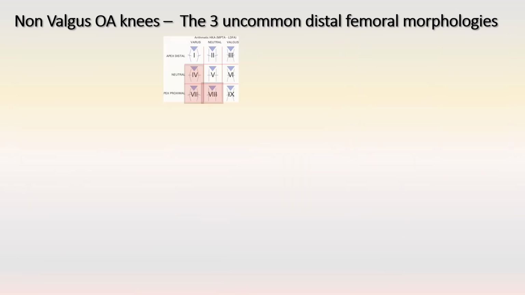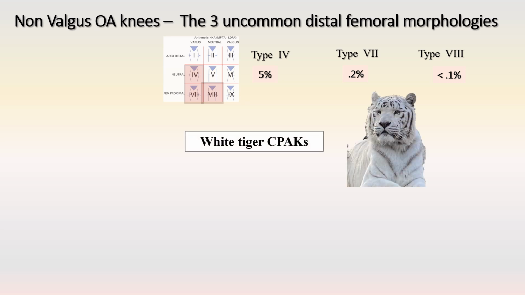Now we come to the 3 uncommon distal femoral morphologies amongst the 6 boxes of non-valgus OA knees. These are type 4, type 7, and type 8. As you can see, the incidence of them combined would be less than 5% and they're extremely rare. And therefore, these are sometimes referred to as the white tiger CPAKs. Now, these are not only rare, these are very dangerous as well.